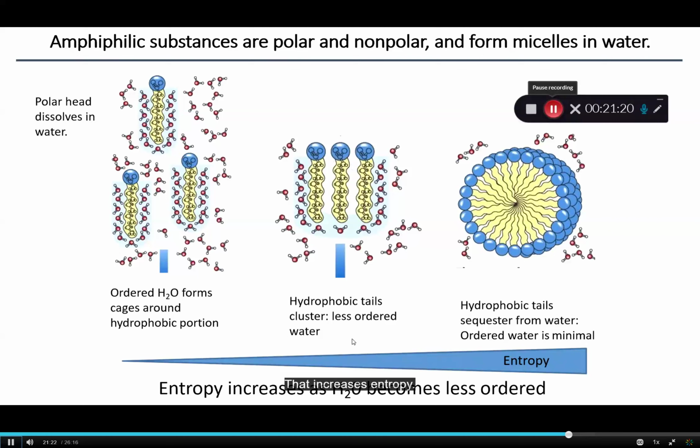That increases entropy. If this process continues and we cluster all of those nonpolar components away from water, that means we have completely sequestered all of those nonpolar tails away from water. And so now all of the water in the system is interacting favorably either with the polar heads or with each other in the form of hydrogen bonds. So this would represent the greatest increase in entropy in this system.